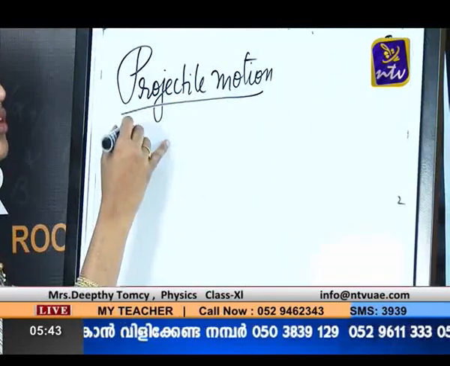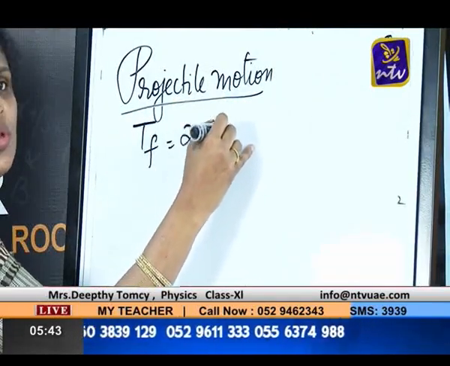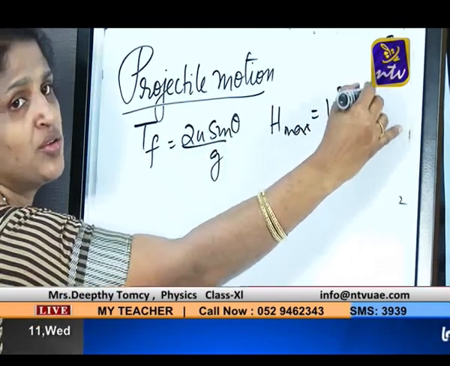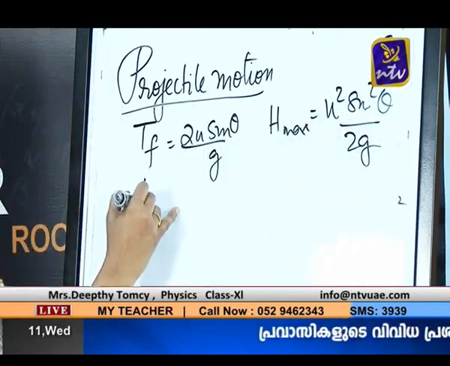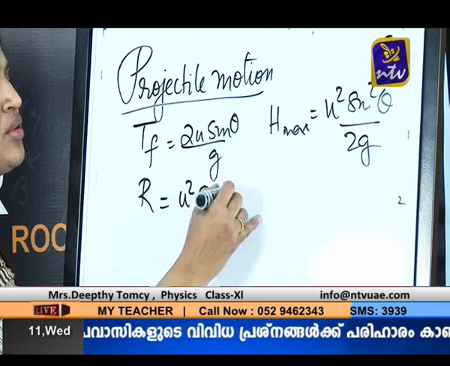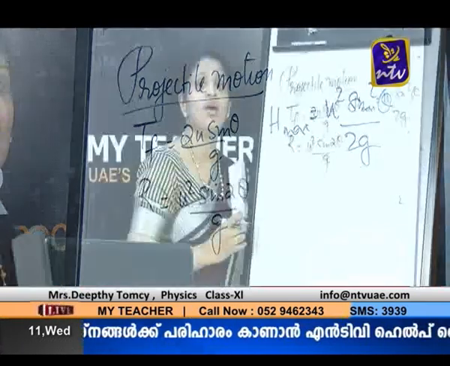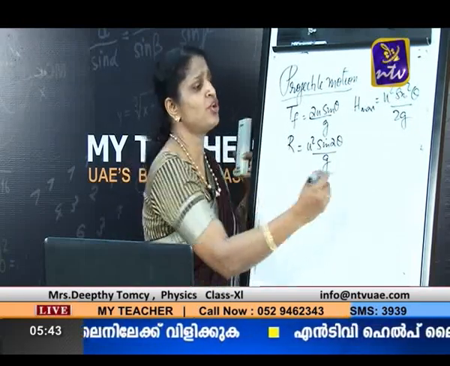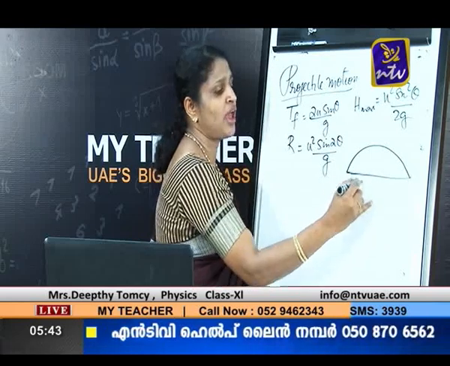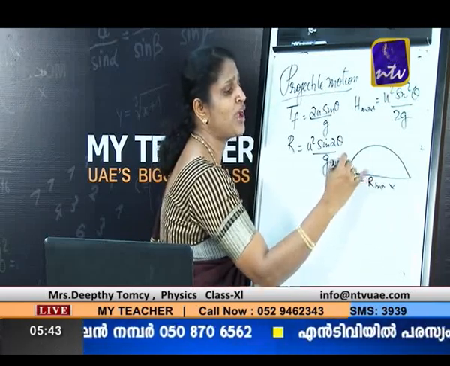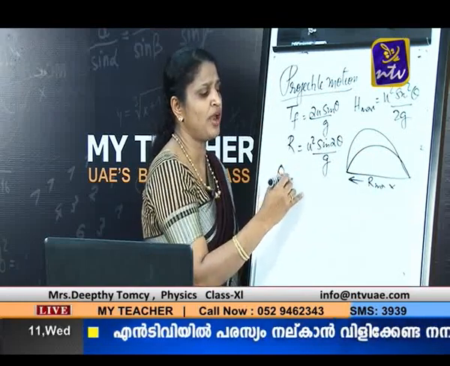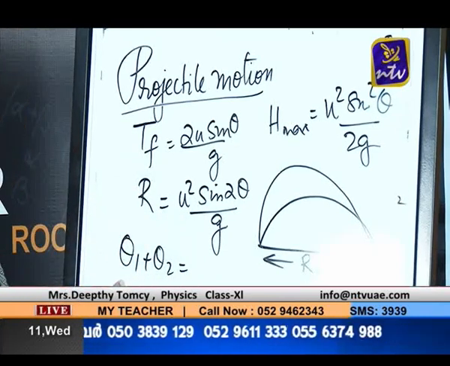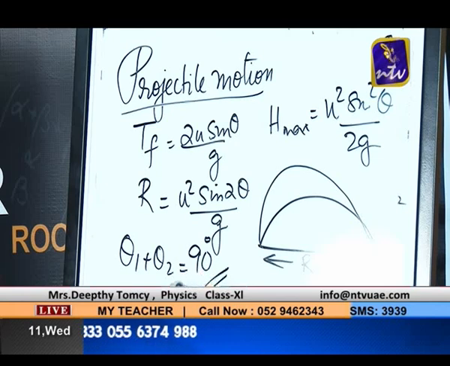Now for a projectile motion, the time it remains in air is given by 2u sin theta divided by g. The maximum height covered by a projectile is given by u squared sin squared theta divided by 2g, and the range of a projectile is given by u squared sin 2 theta divided by g. This range will be maximum when you are projecting at an angle of 45 degrees. A given projectile at a given velocity can cover the same range for two angles of projection. The condition required for covering the same range for two angles of projection is that the sum of these two angles should be equal to 90 degrees.